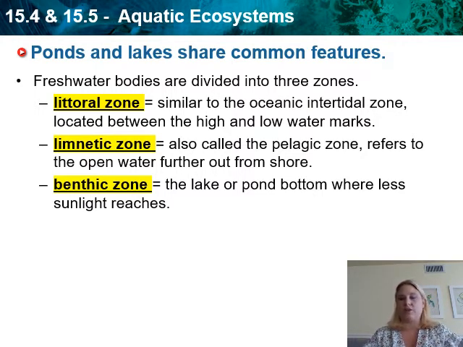Okay? They don't really have a huge tide, but in different seasons, the freshwater is either going to be higher or lower. Then we have the limnetic zone, which is also called the pelagic zone, which is the open water where a lot of the things will be swimming around and living. And then finally, just like the ocean, we have the benthic zone, which is the lake bottom or pond bottom where less sunlight reaches.